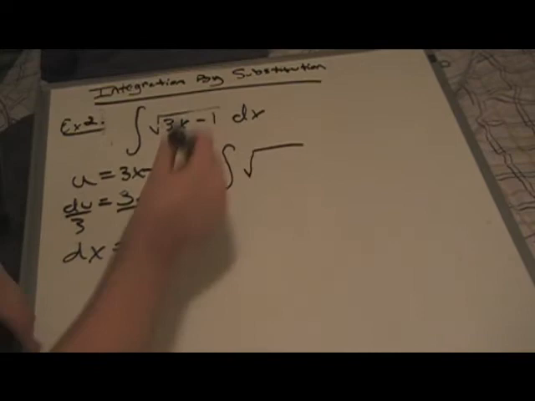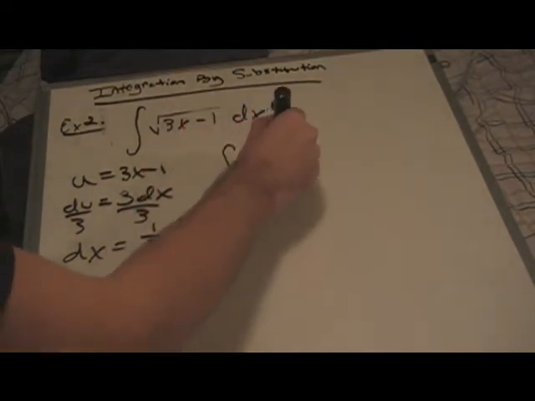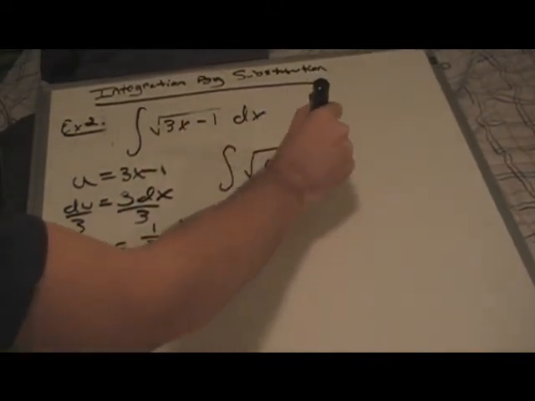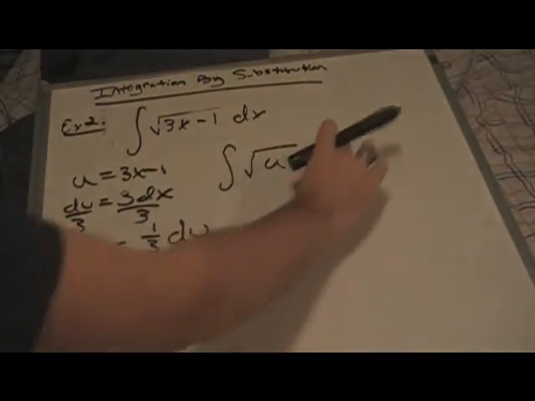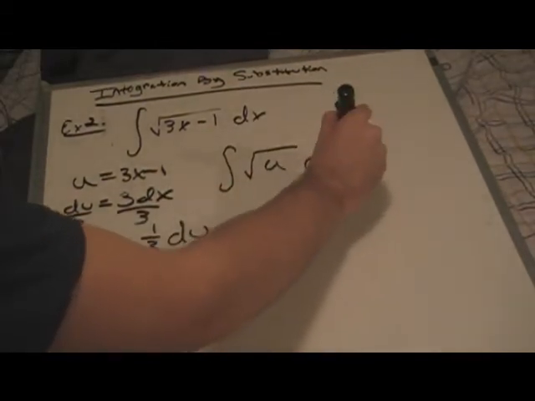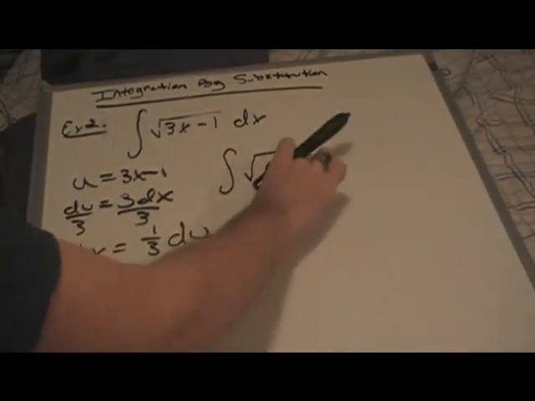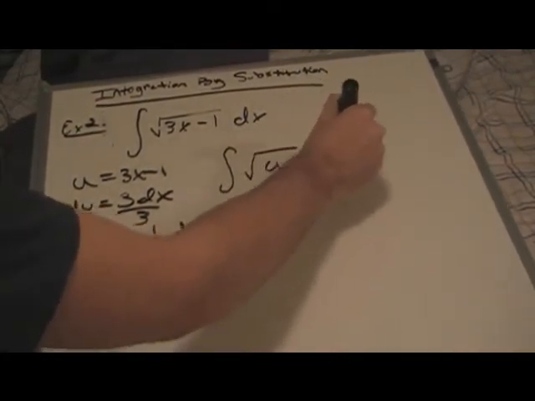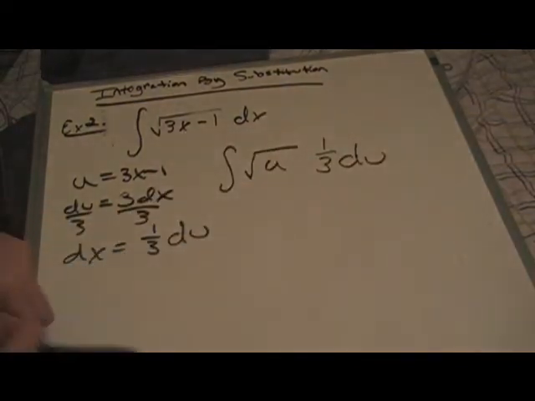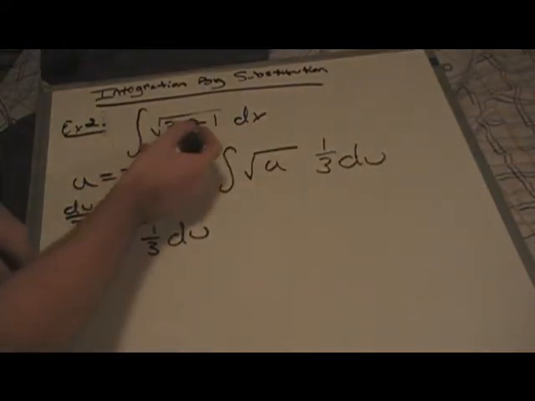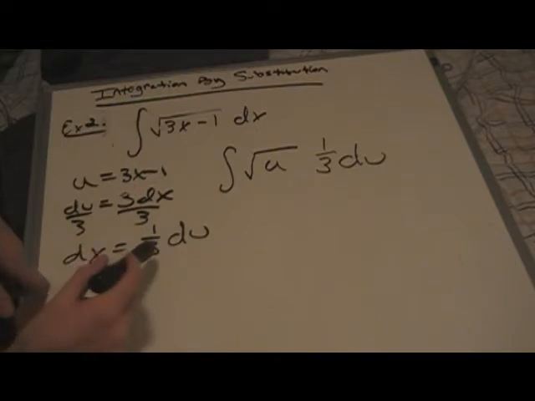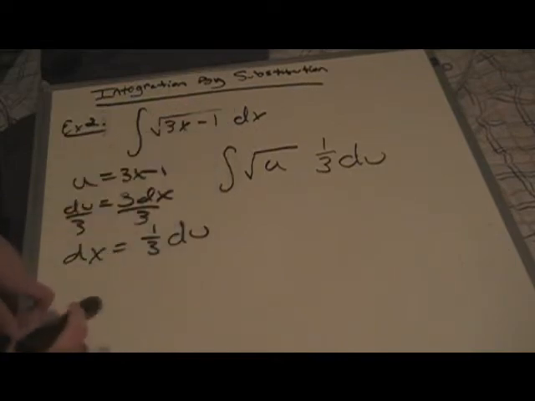Keep our square root, keep our integral sign. Now we have the square root of u du, but it's actually 1/3 du. We simply plugged in u for 3x minus 1 and 1/3 du wherever we found our dx.